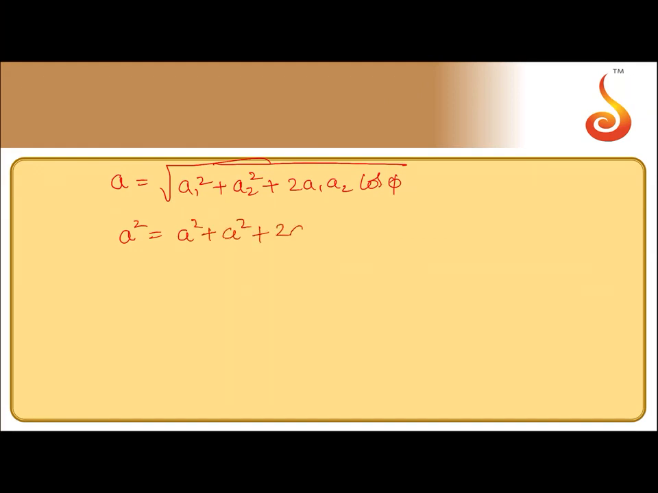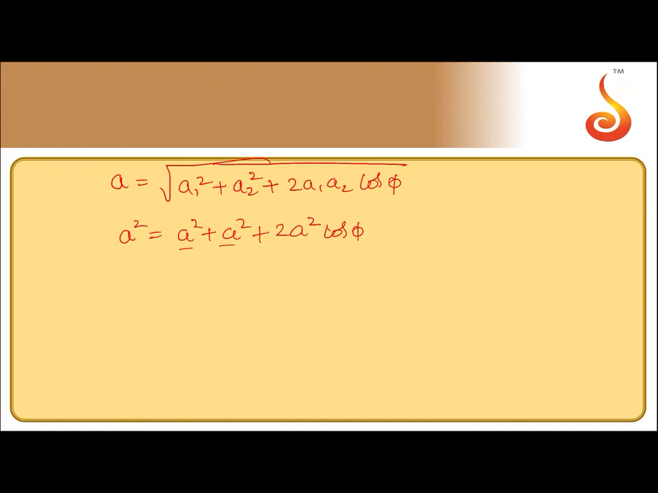When two waves superpose, the resultant amplitude A is given by root of A1 square plus A2 square plus 2 A1 A2 cos phi. Phi is the phase difference between the waves. Now A1, A2 and the resultant are all equal. So squaring both sides, a square is equal to a square plus 2a square cos phi.